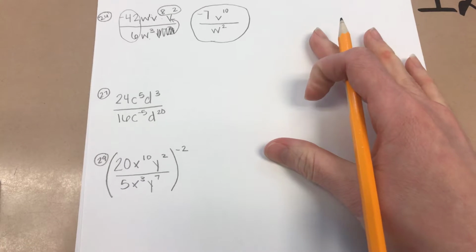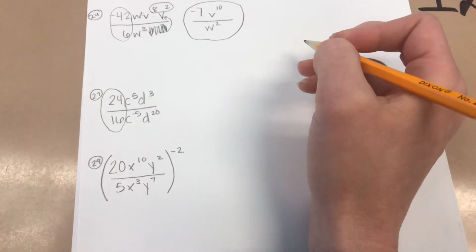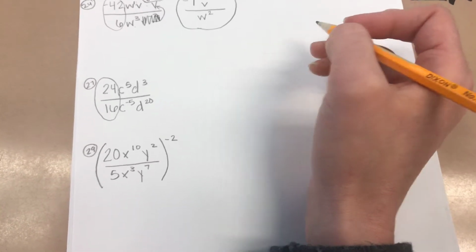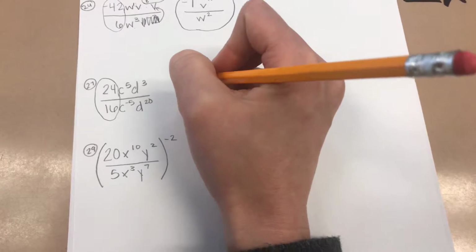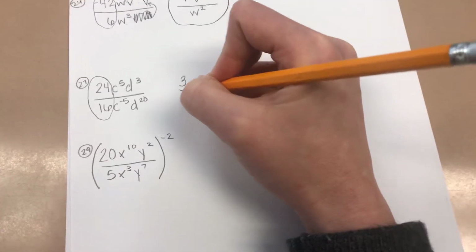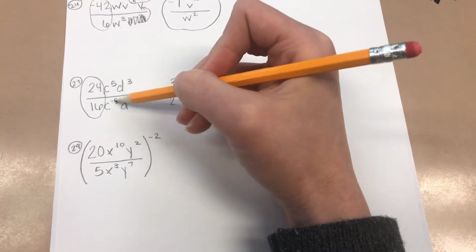27. I'm going to deal with my numbers first. What goes into 24 and 16? 8 is the biggest number. So 8 goes into 24 3 times. 8 goes into 16 twice. Now I'm going to deal with C to the negative 5.